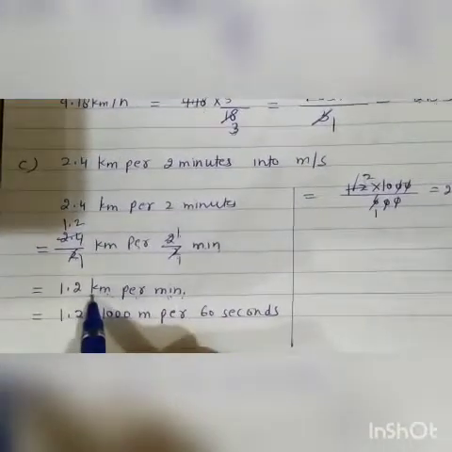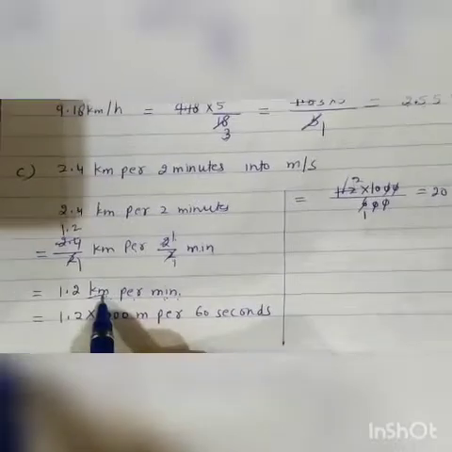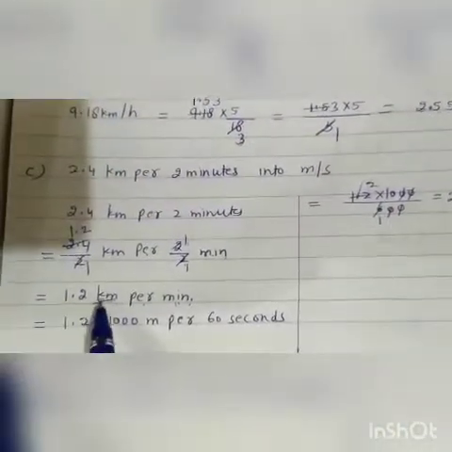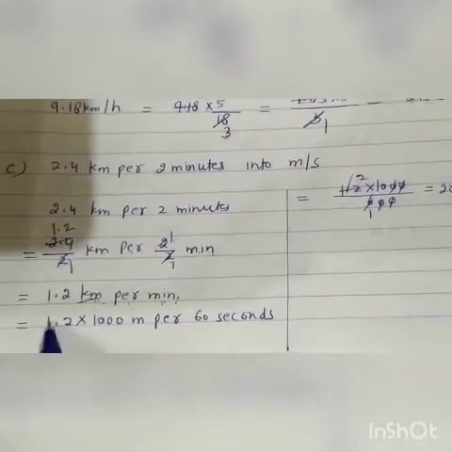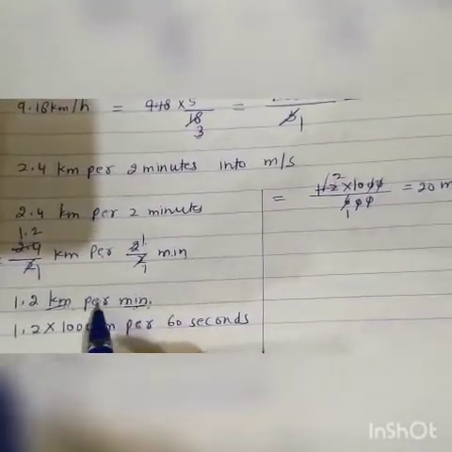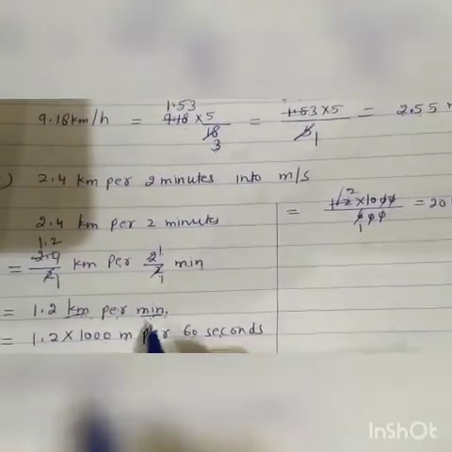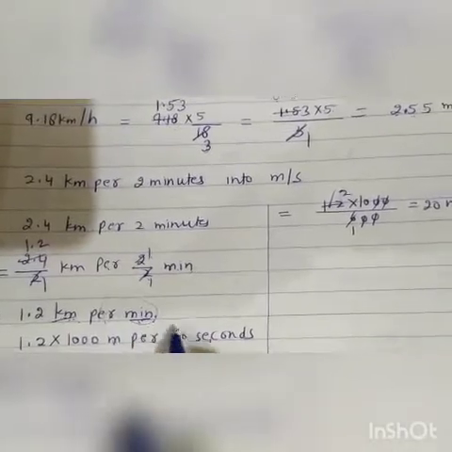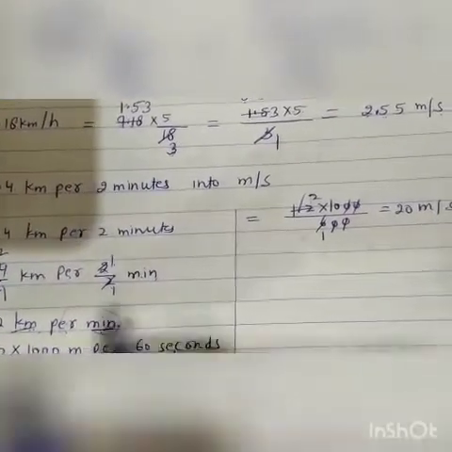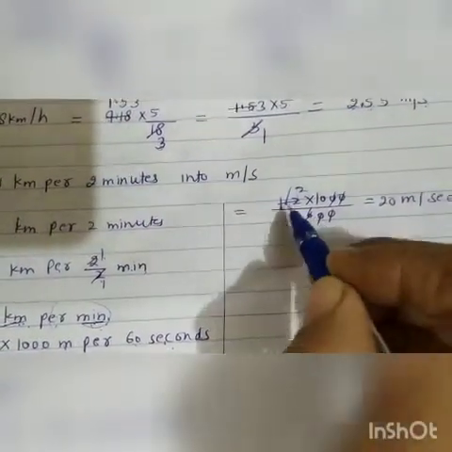Now we will change this kilometer into meter. Again, 1 kilometer is equal to 1000 meter, I told you. So we will multiply this kilometer by 1000. 1.2 multiply 1000 meter per minute. 1 minute is equal to 60 second. So now we will write 60 second in place of this 1 minute. 1.2 multiply 1000 upon this 60.